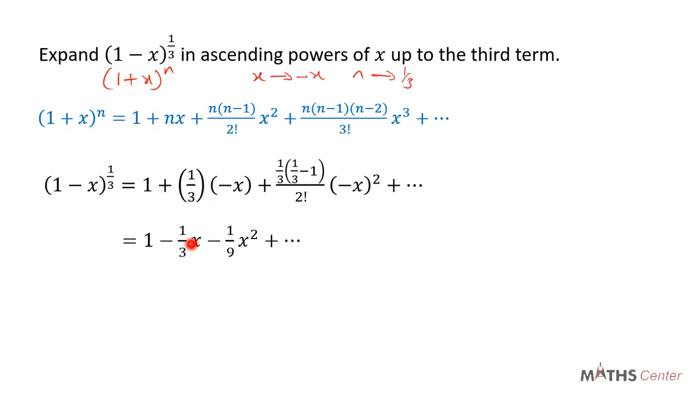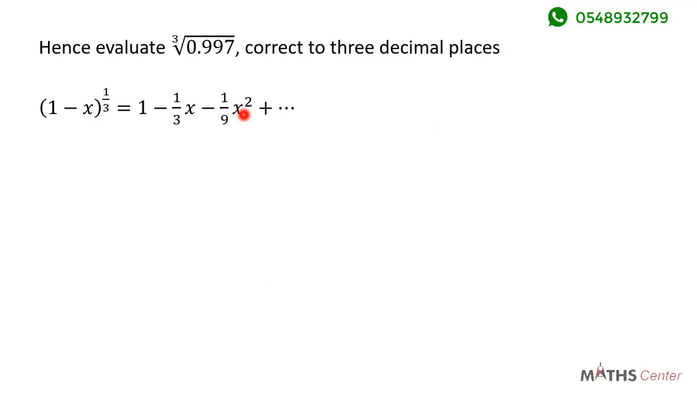When we simplify this, we are going to have 1 minus 1 divided by 3x minus 1 divided by 9x squared. We are only doing it up to the third term. Let's consider the next part of the question. The next part of the question says that we should use our expansion to evaluate the cube root of 0.997 and correct our answer to 3 decimal places.